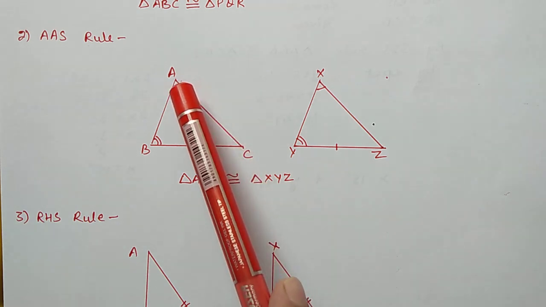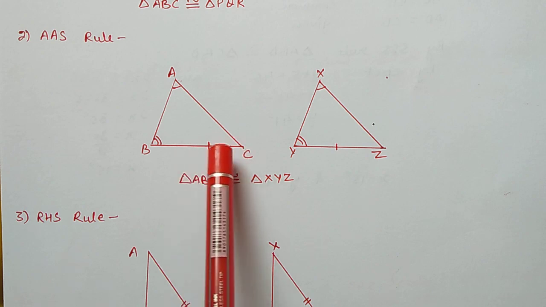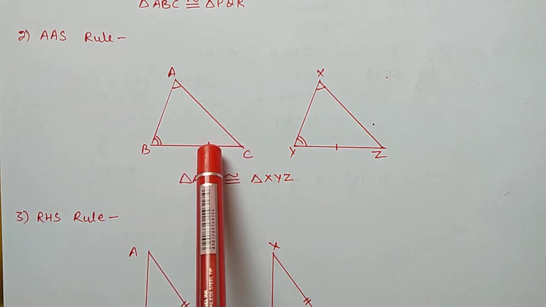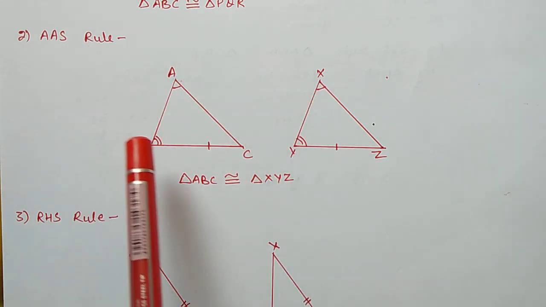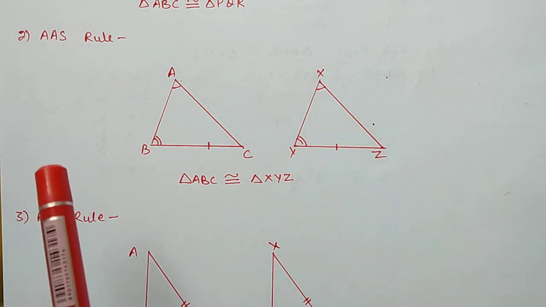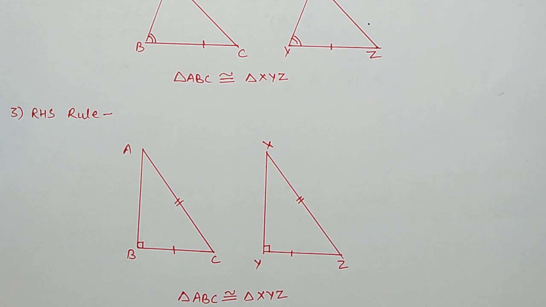If we are comparing two angles and one side, then this side should be the corresponding side. It may be here or it may be here. If this side is equal and these two angles are equal, then these two triangles will be congruent to each other. The third rule we have is the RHS rule, meaning right angle hypotenuse side. Here we are comparing one right angle for two triangles, the hypotenuse and any one third side. So we can take this side to this side or this side to this side. Then these two triangles are congruent by the RHS rule.